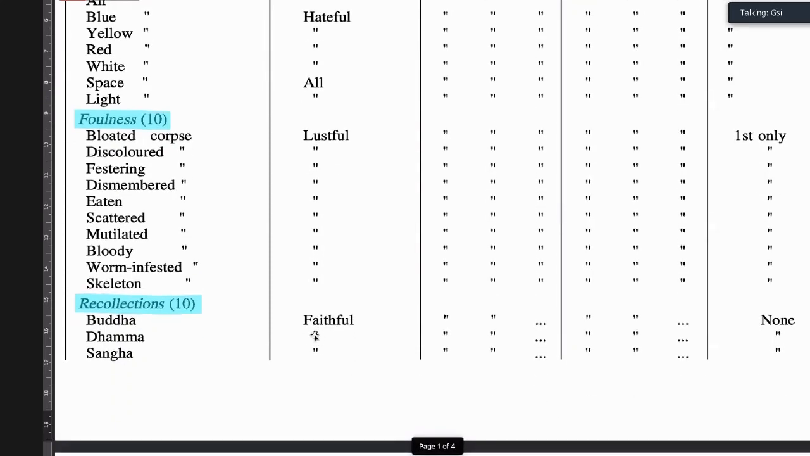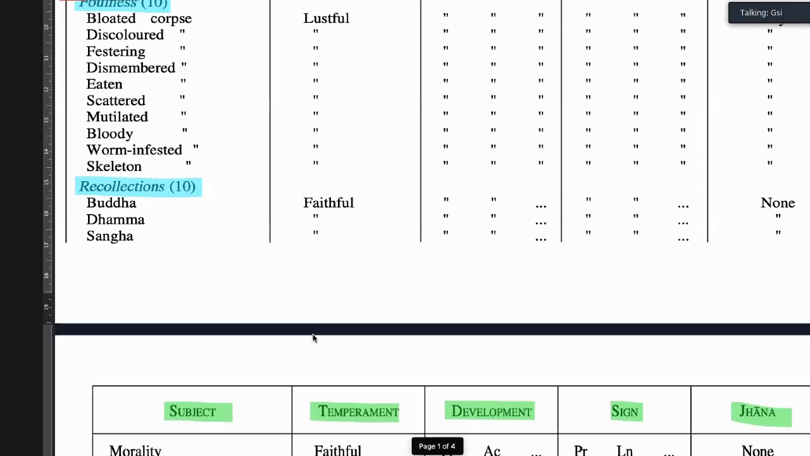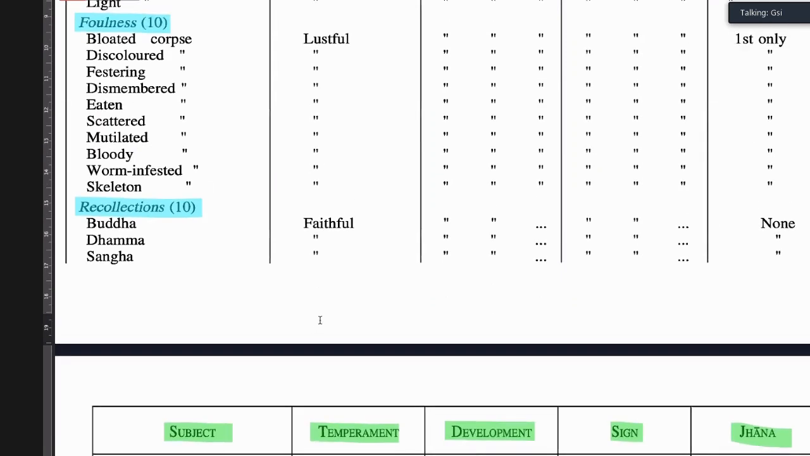You see that under recollection, you have a faithful temperament. You have more of a speculative temperament, and then you have intellectual, more of a wise temperament. So recollection here is like you recollect on the qualities of the Buddha, the one that you chant, iti pi so bhagavā and all that. Then the Dhamma, svākkhāto bhagavatā, then the Sangha, suppaṭipanno bhagavato. This is when you recollect the qualities, and you must be able to understand the qualities.